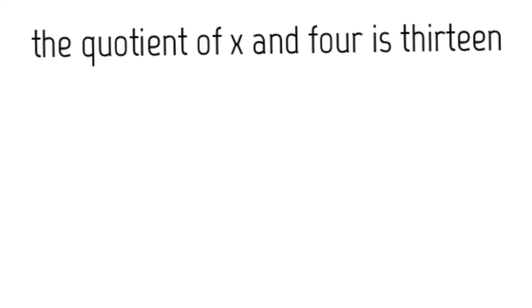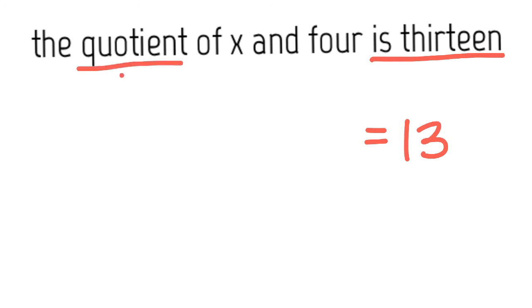The next one, it says the quotient of x and 4 is 13. So "is 13" tells me it is equal to 13. Okay, so I know that automatically. That word quotient, remember, is division. So the quotient of x and 4. What they're telling me is x divided by 4 equals 13.